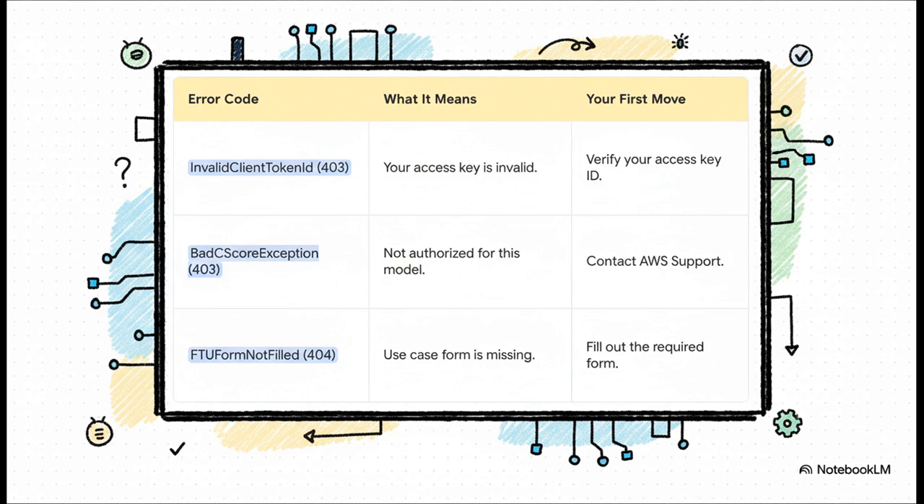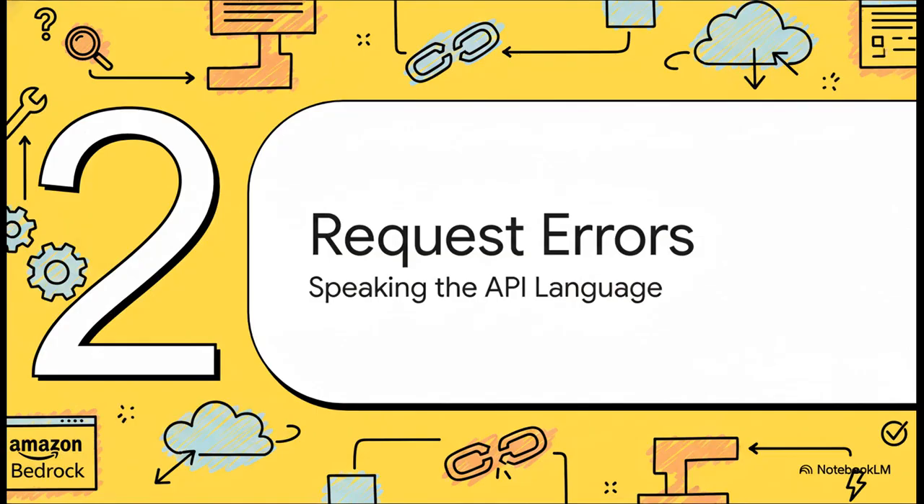BadScoreException is a bit different. That means you need to reach out to AWS support to get access to that specific model. And FTU form not filled? That's just a paperwork issue. You literally just have to fill out a form, like the use case form required for Anthropic's models. Easy fix.